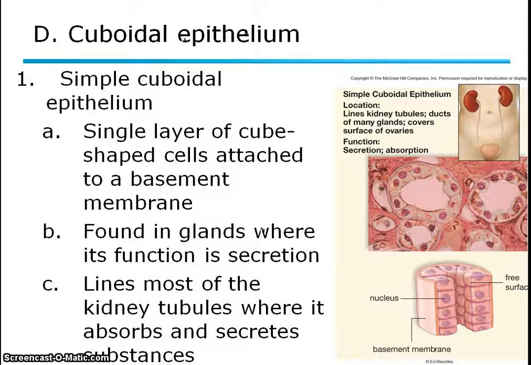All right, a second type is the cuboidal epithelium. And in this example, it's a single layer of cube-shaped cells attached to a basement membrane. And again, we're going to look at the function. Why do we have this? For secretion or absorption, it's a single layer. So if it needs to absorb something or secrete something, there's not very far to go, unlike those stratified squamous that were for protection.